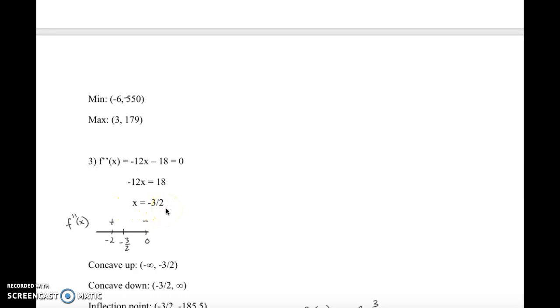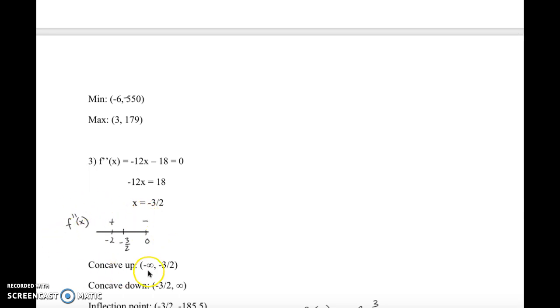So now we're going to test for concavity at negative 3 over 2. We're going to test the value at negative 2. At negative 2 in our second derivative, we get a positive value. And to the right of negative 3 over 2, 0 is a great number, and we end up with a negative value. All right, so we are concave up to the left, concave down to the right.